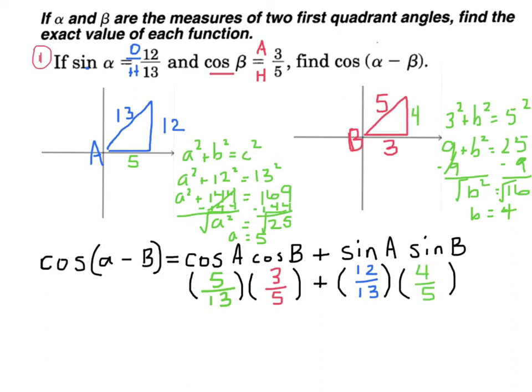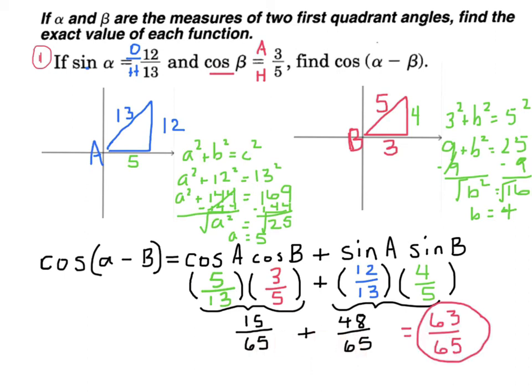Now follow the order of operations. You have to multiply before you do the adding, and multiply straight across, top and bottom. So multiplying straight across the top and the bottom, both sides, we have those. And when you add, you have to have like denominators. Conveniently we do, keep the bottom the same. And there's your final answer. 15 plus 48, 63/65.